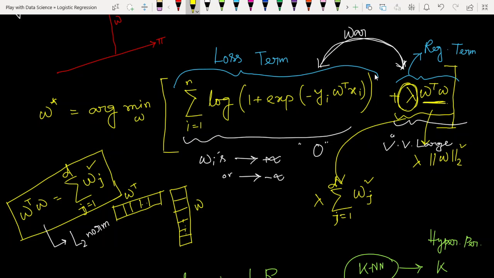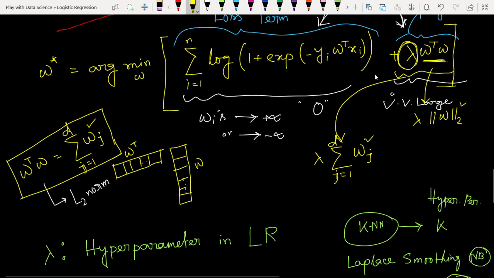As you see here, we call it L2 regularization, because we are using the L2 norm of our weight vector. So first we see that if all the wi tend to plus infinity or minus infinity, then our loss term tends to 0 and our regularization term becomes very large. In such situations we find this is an overfitting problem, an overfit model.